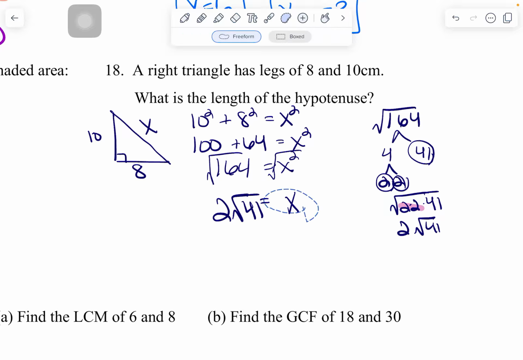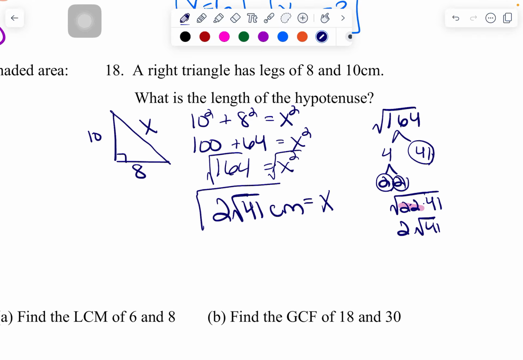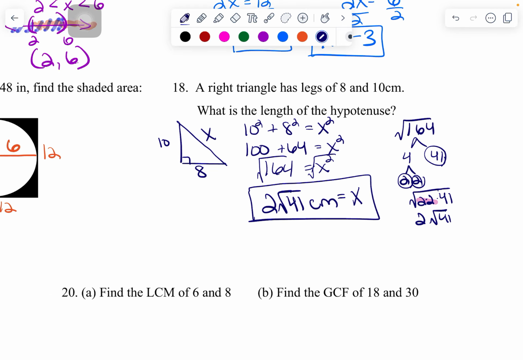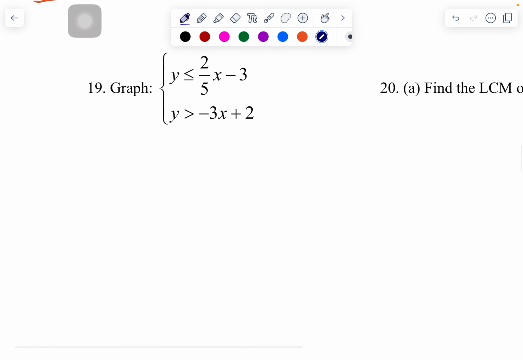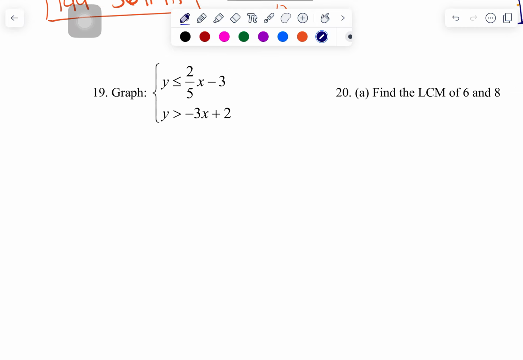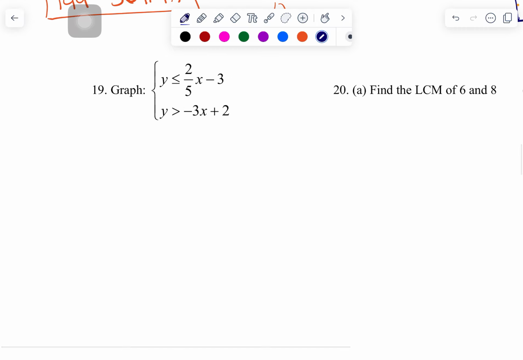And let me slide this on over, just so I can give myself space to put in the fact that this is supposed to be in centimeters. So number 18, the exact answer for the length of the hypotenuse is 2 root 41 centimeters. All right, number 19, normally I'd give you guys a graph. Apparently I didn't recognize that this problem was on there, so we'll do our best.